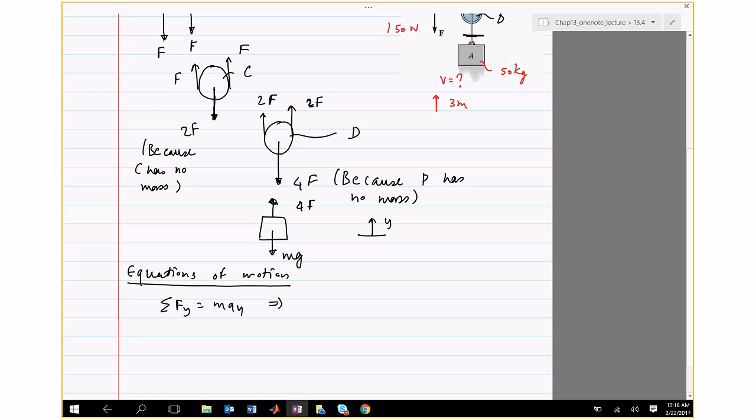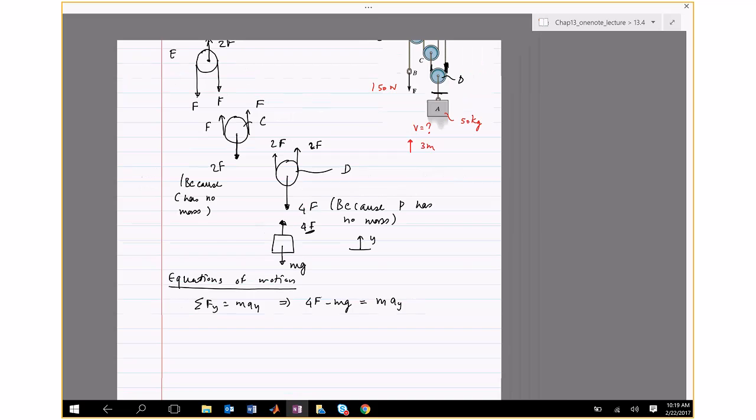The net force, this Fy, is the external force. So the external force is 4F acting in the positive direction. There is mg acting in the negative direction. And then there is mass times acceleration y, which is acting in the positive y direction. So this mass is moving up, right? We're told that it moves up.